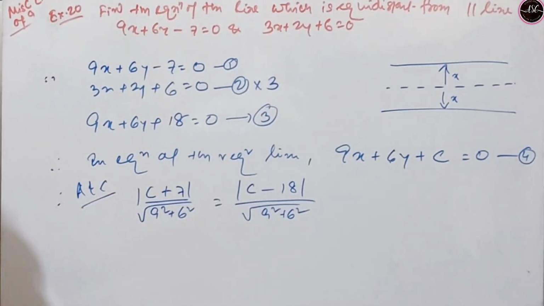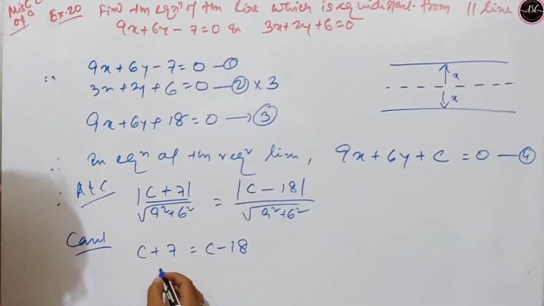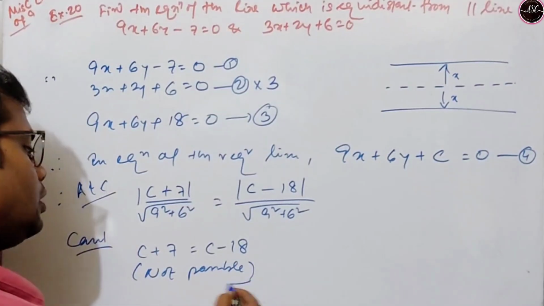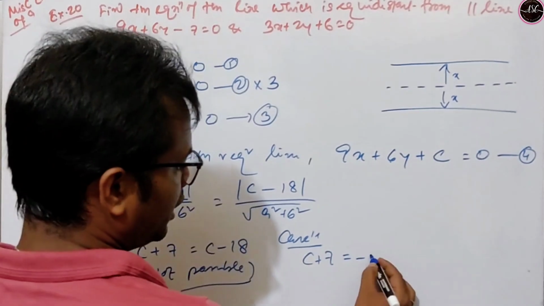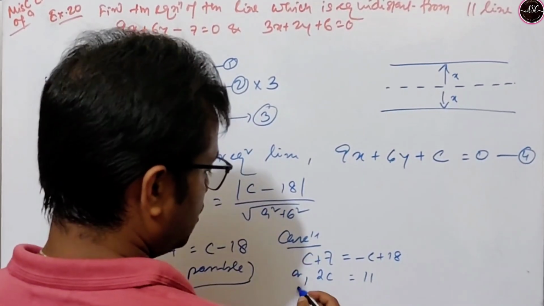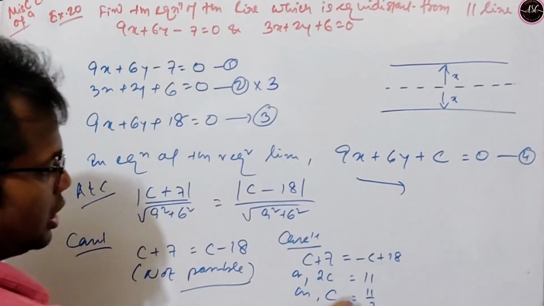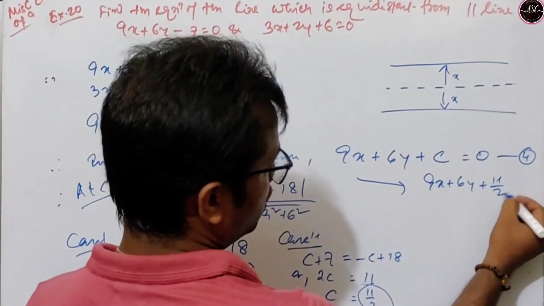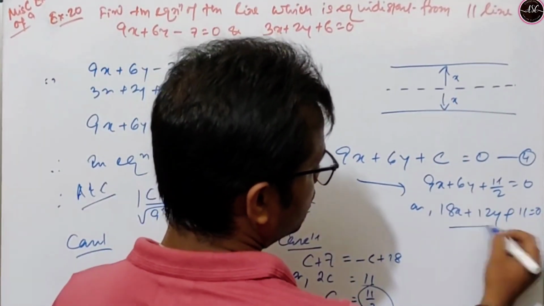So here two cases will arise. Case 1: c plus 7 equal to c minus 18, and this is not possible, c will be cancelled out. Case 2: c plus 7 equal to minus c plus 18, or 2c equal to 11, or c equal to 11 by 2. So the equation of the straight line, putting the value of c, that means 11 by 2, is 9x plus 6y plus 11 by 2 equal to 0, or simplifying, 18x plus 12y plus 11 equal to 0. That will be your answer.